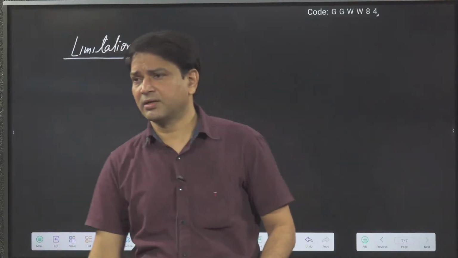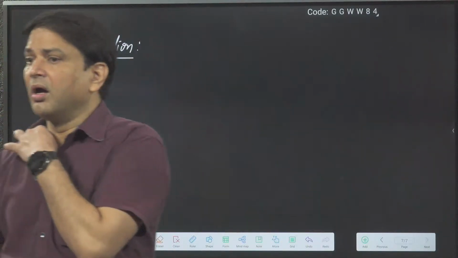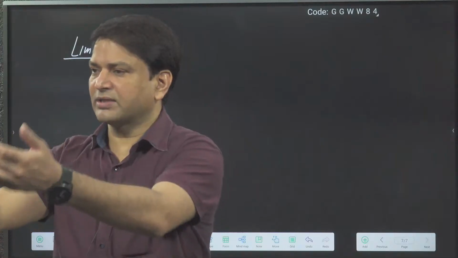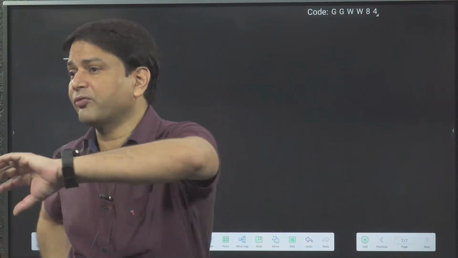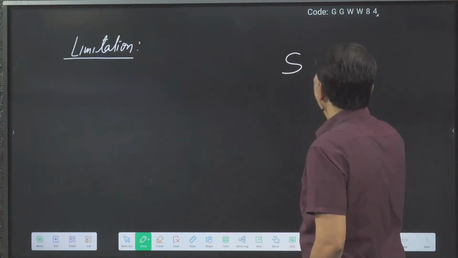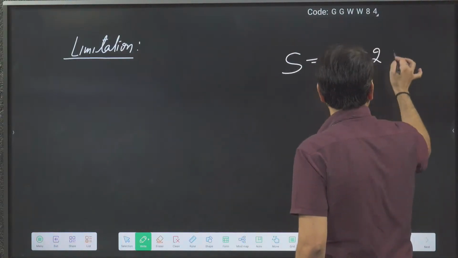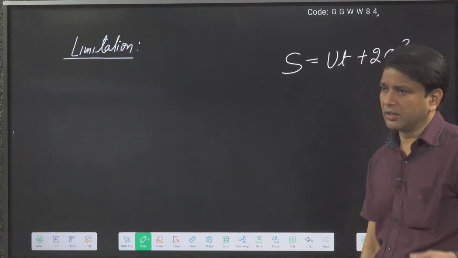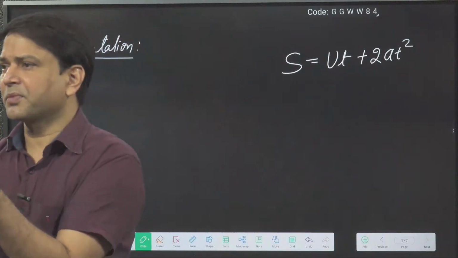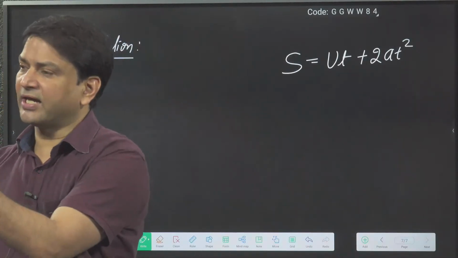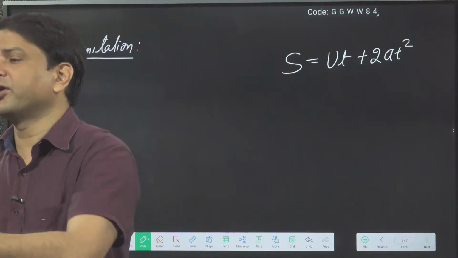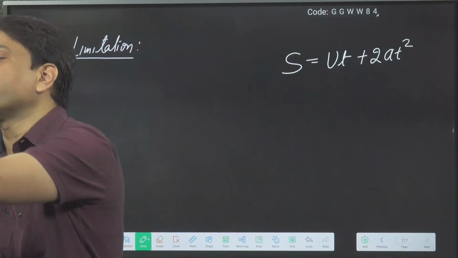But here in this case, what is the limitation? Limitation of dimension. In this method, when we are checking any equation dimensionally, we cannot verify the constant. Like if I am writing s is equal to ut plus 2at square, then this equation is dimensionally correct, because ut dimension and at square dimension are the same, and they are the same as the s dimension. So on the basis of dimension, it is correct. But we know that it is a wrong equation because there should be a half at square.